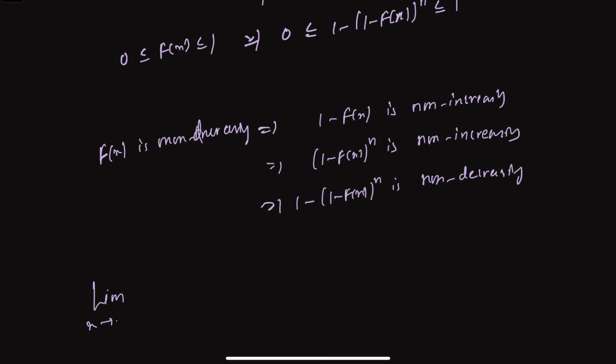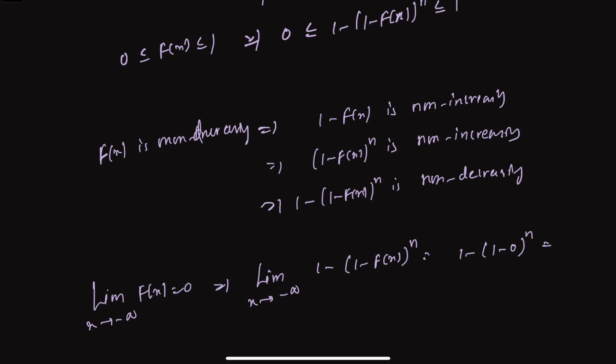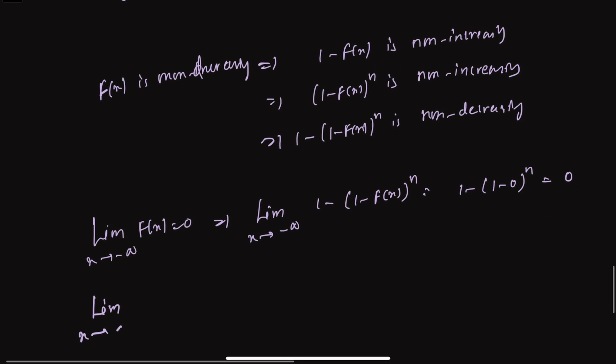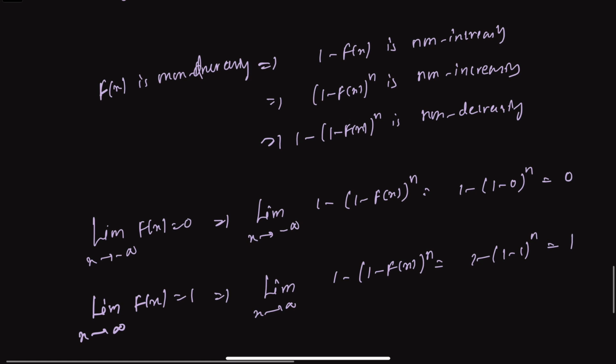So that means 1 minus (1 minus F of x) whole to the power of n is non-decreasing. Now the limit as x tends to minus infinity of F of x is 0. So that implies the limit as x tends to minus infinity of 1 minus (1 minus F of x) whole to the power of n will be 1 minus (1 minus 0) whole to the power of n, which is 0. In the same way, the limit as x tends to infinity of F of x is 1. So that implies the limit of 1 minus (1 minus F of x) whole to the power of n would be 1 minus 0 whole to the power of n, which is 1.